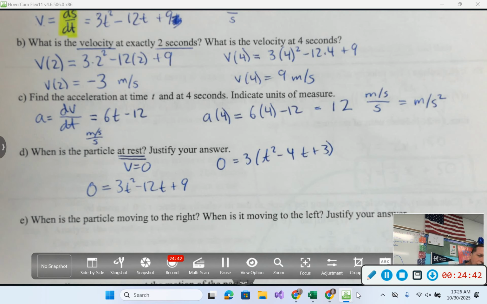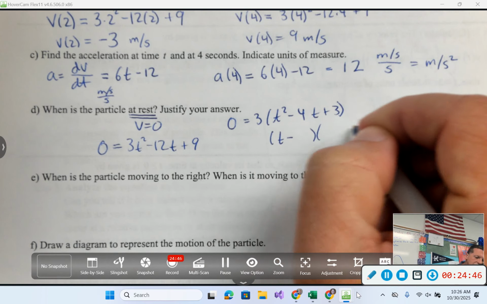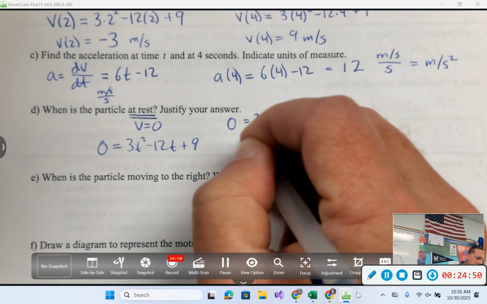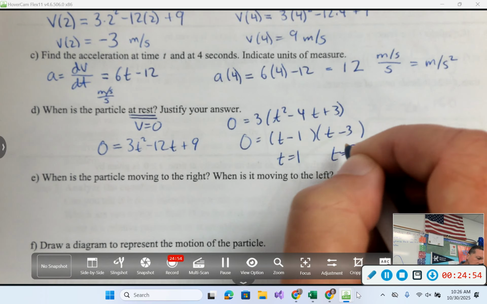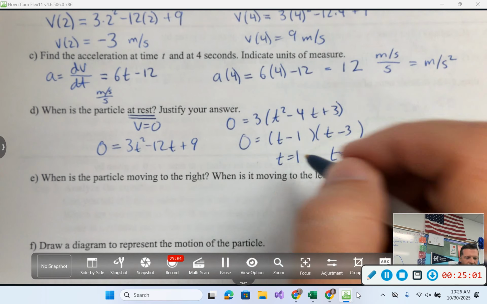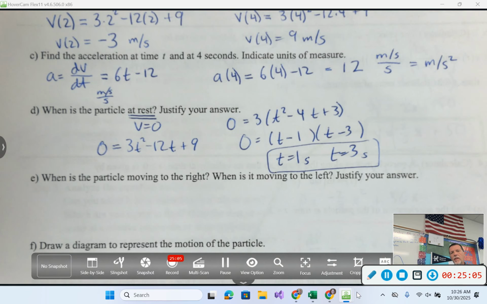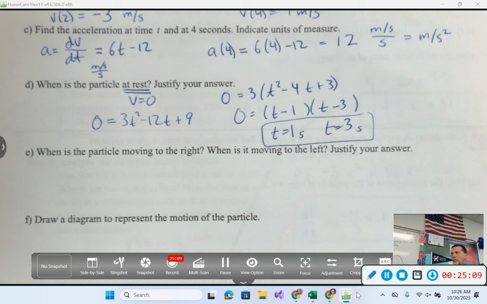That's, I guess, annoying, but not too bad. Factor out a 3. Factor out what's left. So t equals 1 and t equals 3. I didn't say indicate units, but seconds. So at 1 second and at 3 seconds, velocity is 0, which means we're at rest.